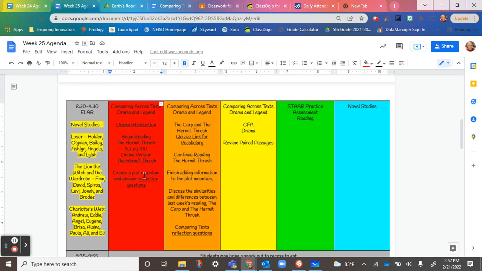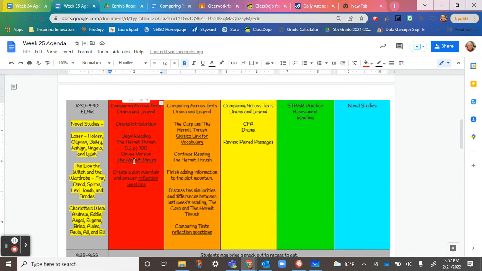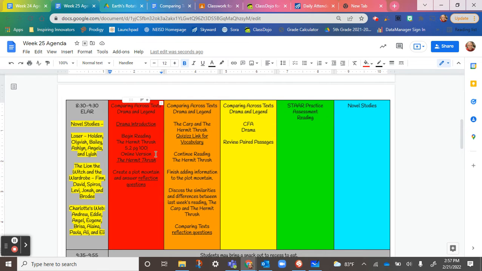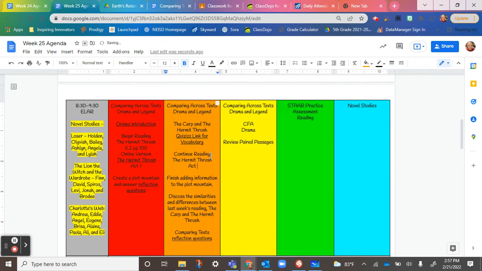And then we started reading The Hermit Thrush. You can click on that and get to the story. We just read the first act, Act 1, and then tomorrow we will finish reading Act 2. And then we created a plot mountain, so I have the sheet on your desk for that.